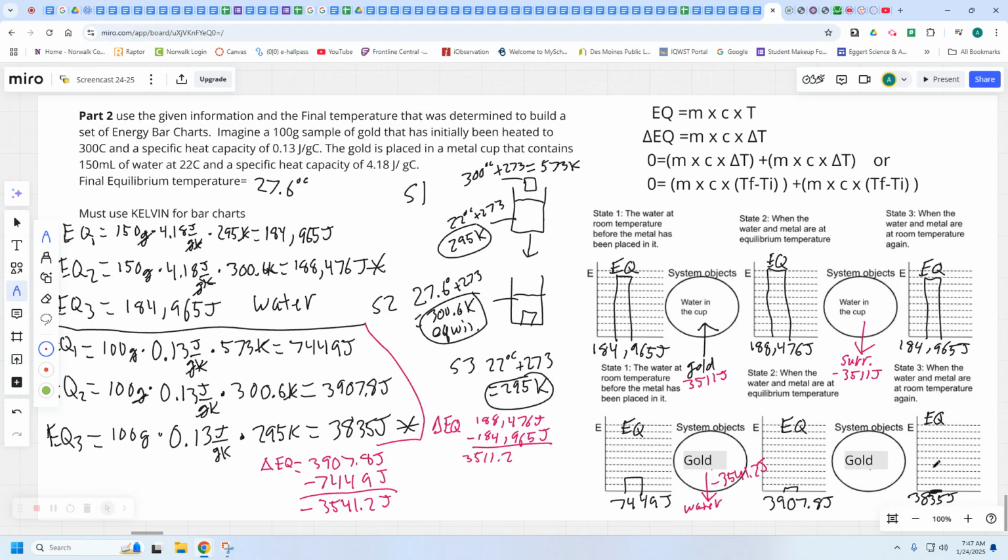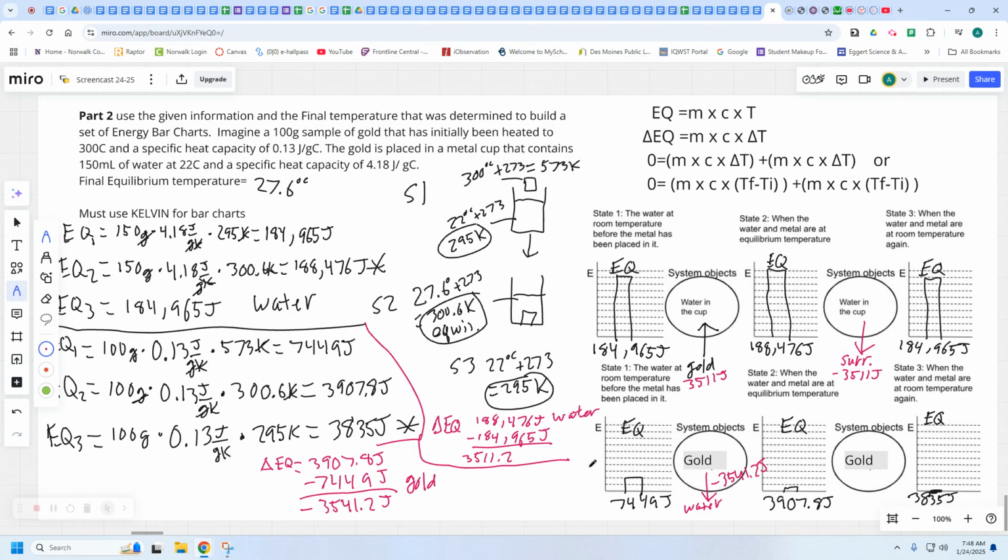like I did for the water, because the gold is not in the same condition in state 3 as it was in state 1. In state 1 it was hot. State 3 it's room temp. But water in state 3 and state 1 was the same condition, so we just kind of stole that information. So I have to do one more EQ. This was water, and here we got gold.